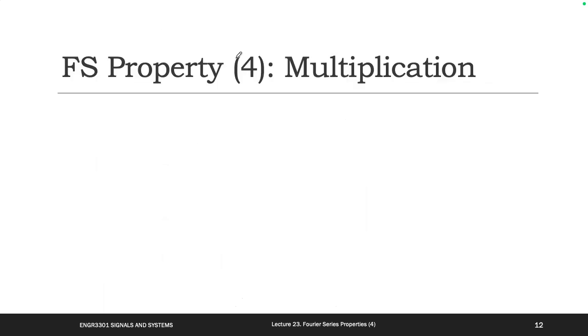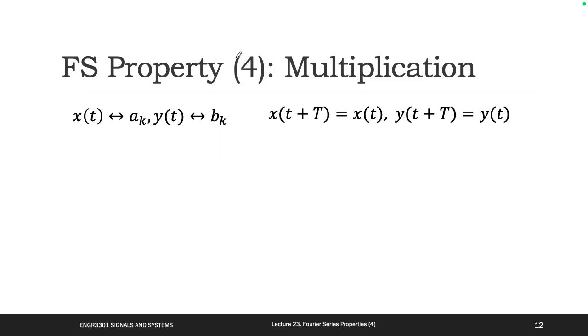Okay, and then let's try to review the multiplication. The multiplication property you can define like this. If you have two periodic signals, and the FS coefficients are this one, and there is a new signal x(t) multiplied by y(t). For the new FS coefficient, it has this equation. You can use ak and bk to get the new FS coefficient, but it's using this equation. Are you familiar with this one?